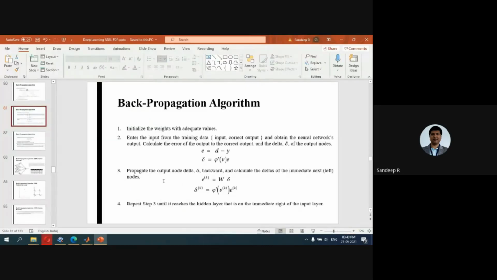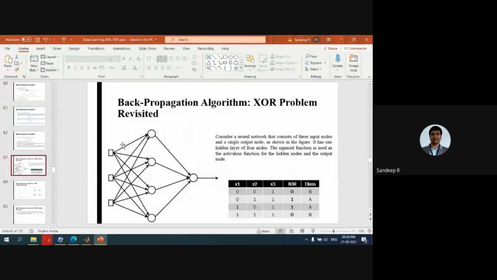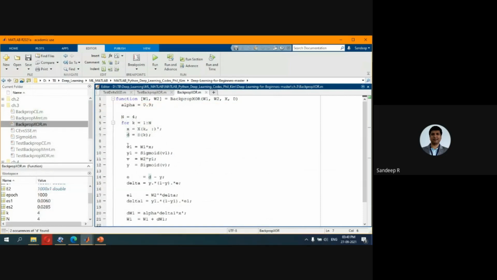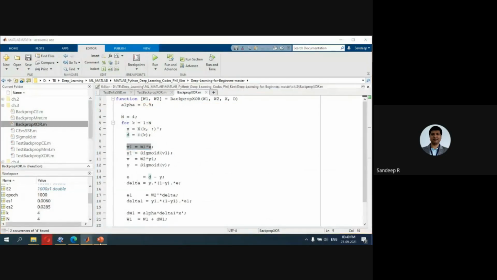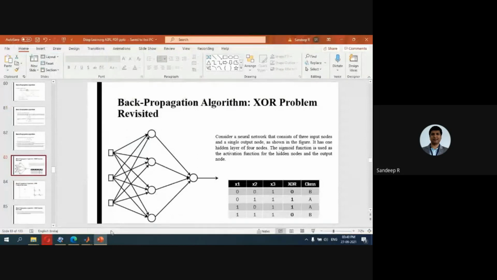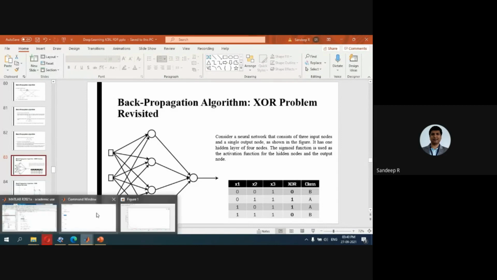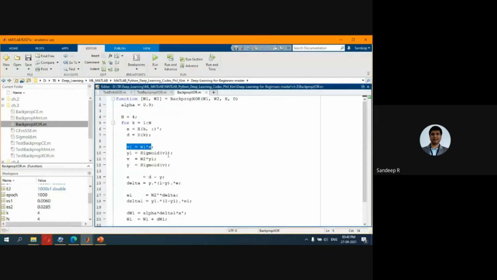Now what is this according to this diagram? The weighted sum of the inputs is the first calculation that we have to do. So here we have calculated the weighted sum of the inputs, and we are using the sigmoid activation function as I have told. So the output of the hidden layer is nothing but passing the weighted sum of the inputs through the sigmoid activation function, and we have calculated the output.